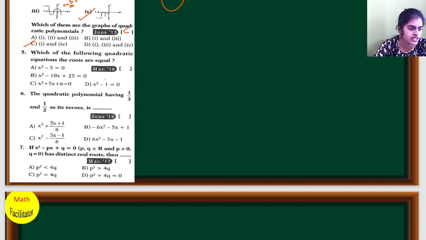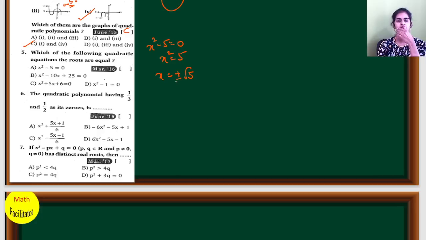Which of the following quadratic equations have equal roots? If you want equal roots, so if roots are equal, which equations have equal roots? See here. x square minus 5 equal to 0. x square will be 5, or x I can write as plus or minus root 5. Okay. And x square minus 1 equal to 0. x square equal to 1, or x I can write as plus or minus root 1.